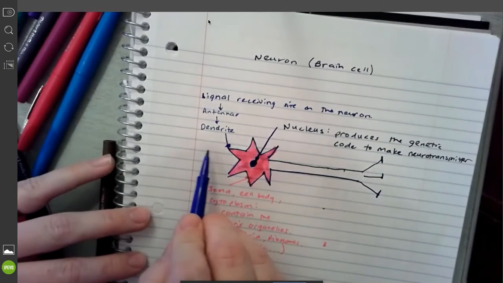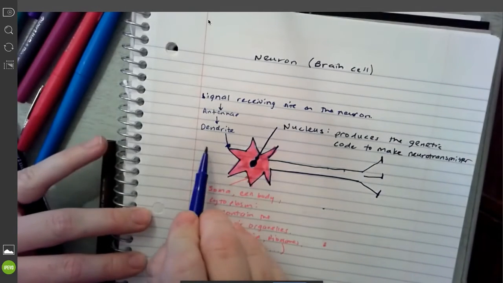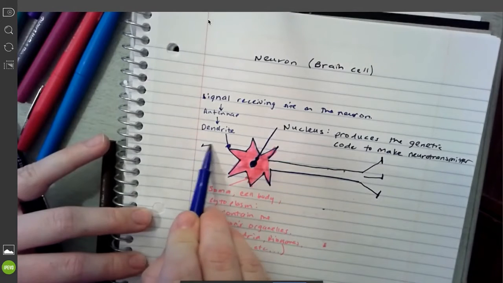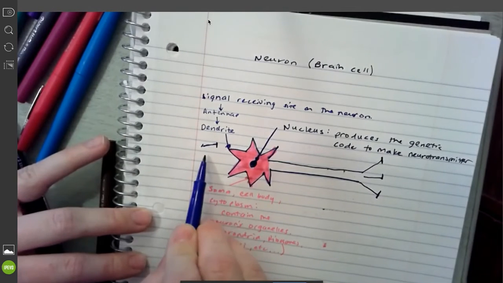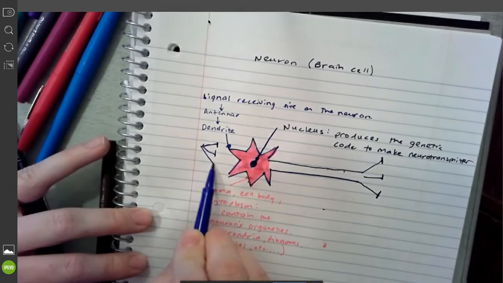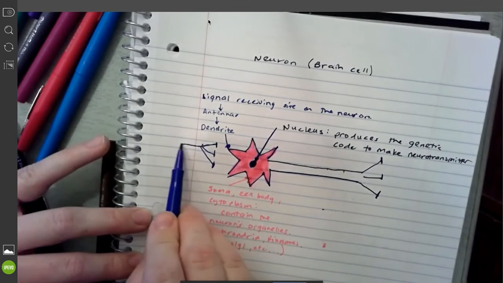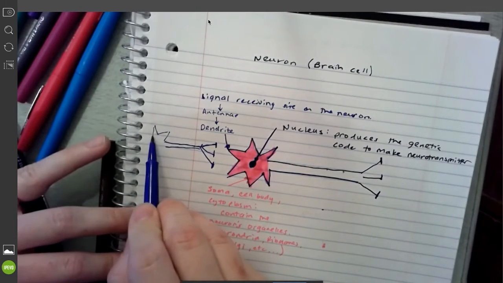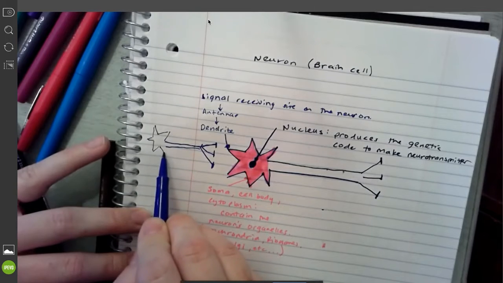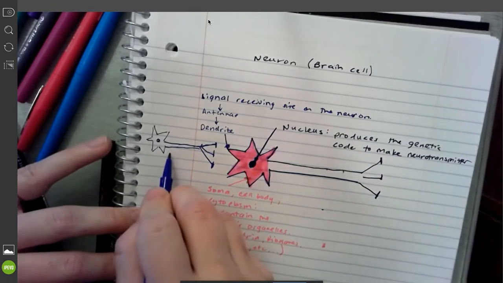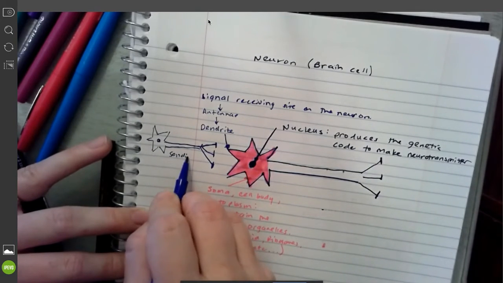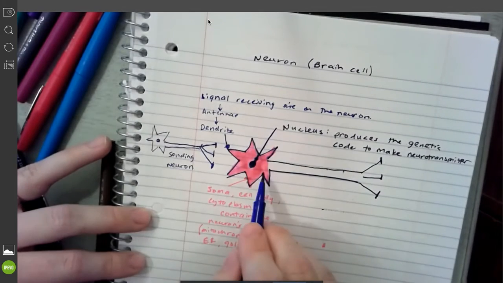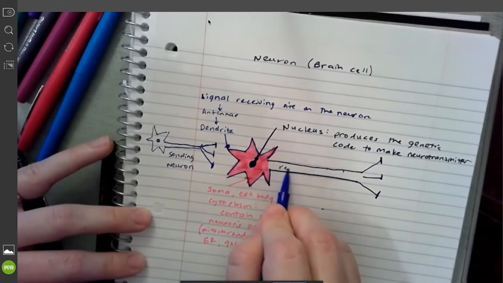Okay, so I actually will, just to give this more context, sketch the end of another neuron over here. So this would be like the axon terminal of the sending neuron, like that. This would be like the axon that we'll talk about in a second. Here are the dendrites of the sending neuron, like that. So this would be your sending neuron. This right here will be your receiving neuron.